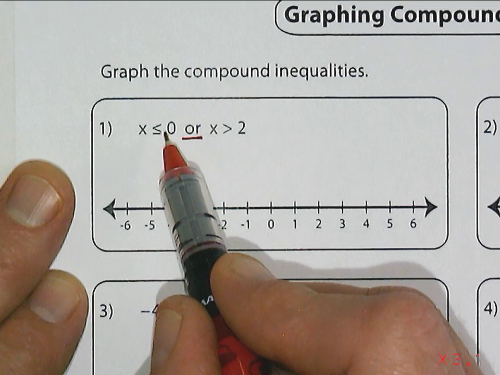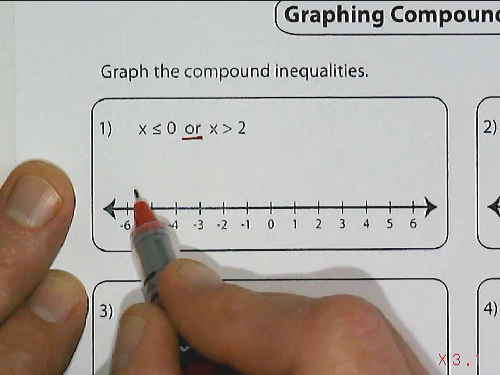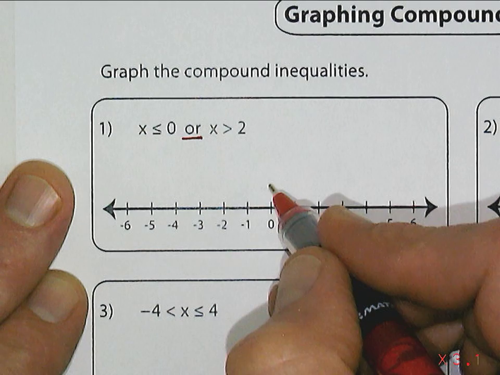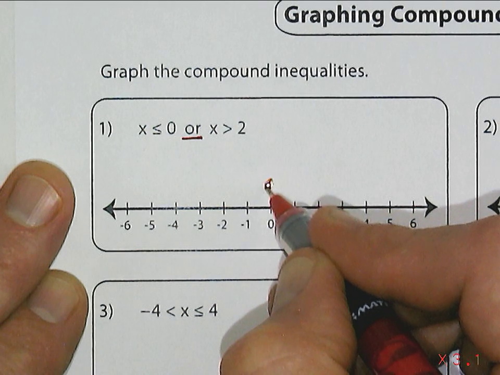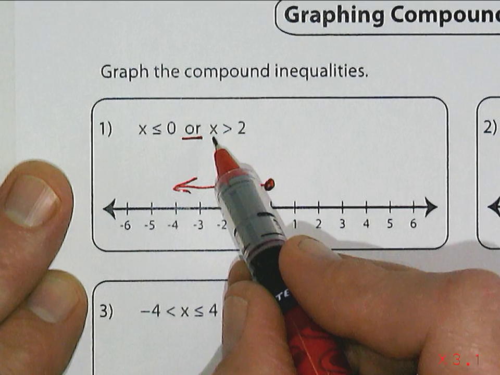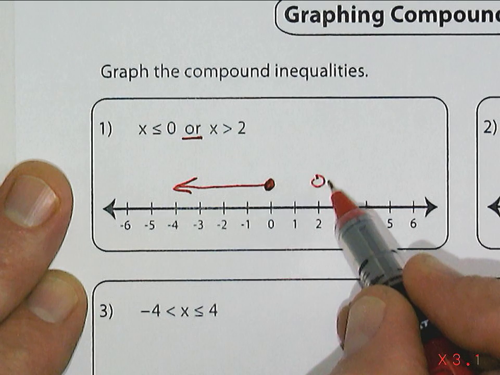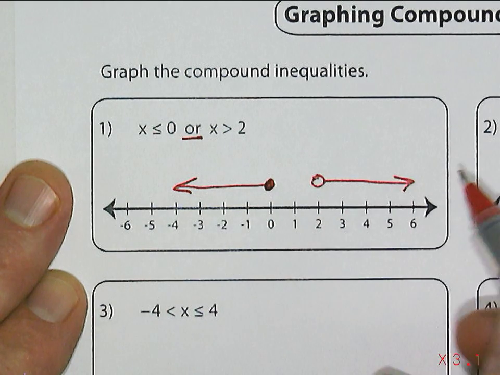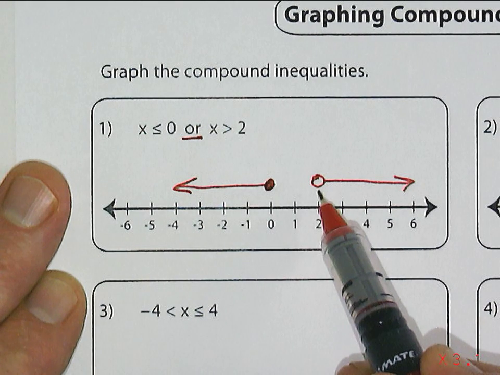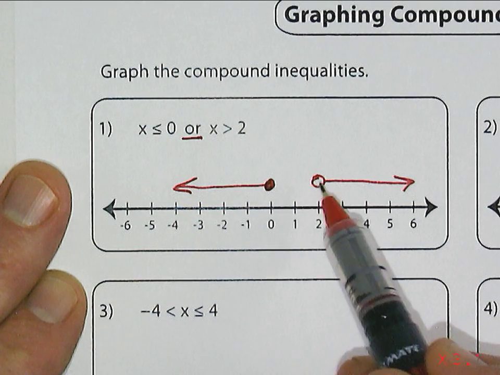So x is less than or equal to 0. That would be from here to the left. I'm going to go ahead and show that right here like this. So this is true, or x could be greater than 2, which means this also could be true. Basically, the only things that aren't true are numbers that are less than 2 and greater than 0. So there's a space here in between.